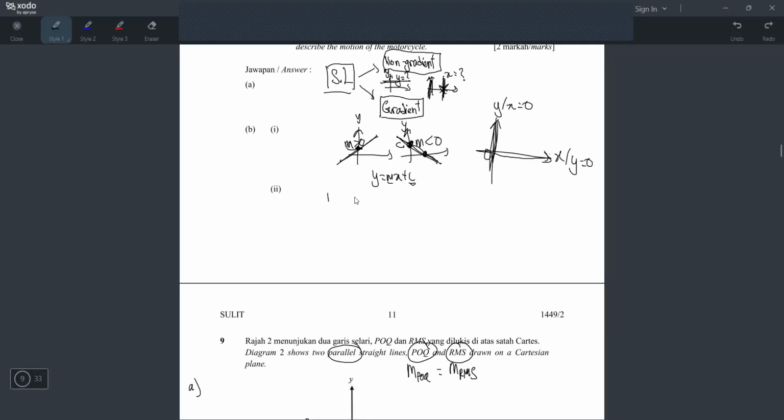Okay, now I will talk about the step. Step number 1 is we have to learn how to find gradient. Okay, gradient. So gradient formula apa? Y2 minus Y1 bahagi X2 minus X1. Tapi saya akan letak satu star here, kena ada dua koordinat. Okay, dua koordinat. Itu step number 1. Step number 2, how to find C. C stands for Y-intercept.